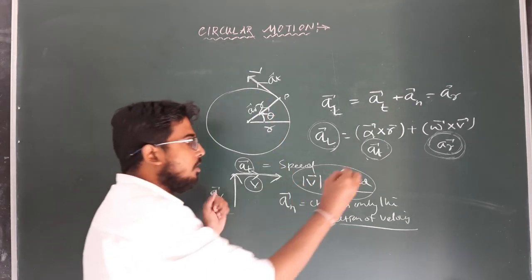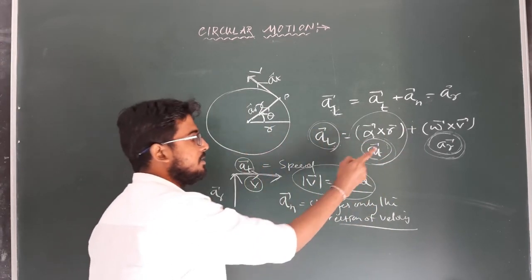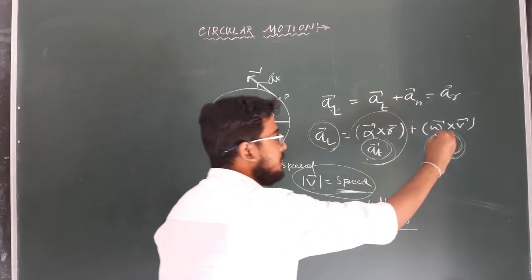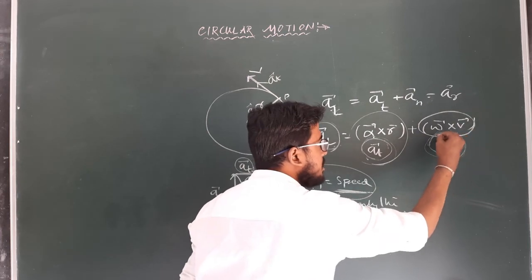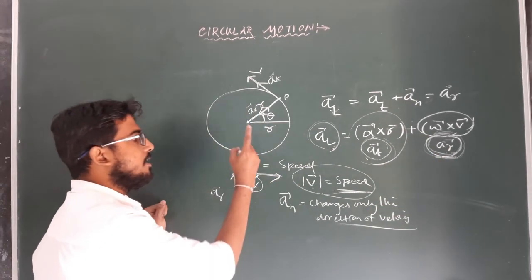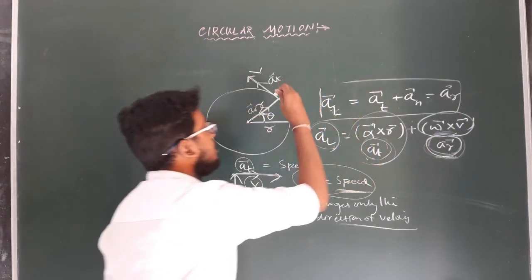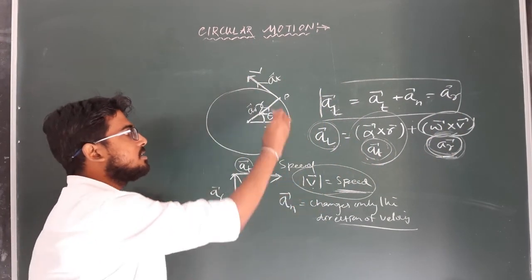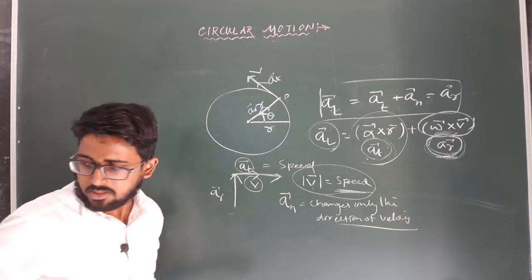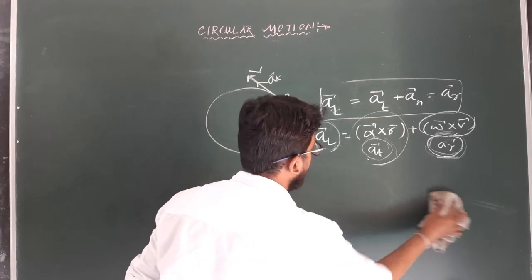Clear? So the component of the linear acceleration which is along the direction of velocity of the particle is known as tangential, which is responsible to change what? The speed of the particle or the magnitude of velocity. And the component of the linear acceleration which acts perpendicular to the direction of velocity is responsible to do what? Change the direction of velocity. Clear? So the net acceleration has two components, one acting along the direction of velocity and the other acting perpendicular to the direction of velocity. Clear? So these two components are known as two different accelerations.